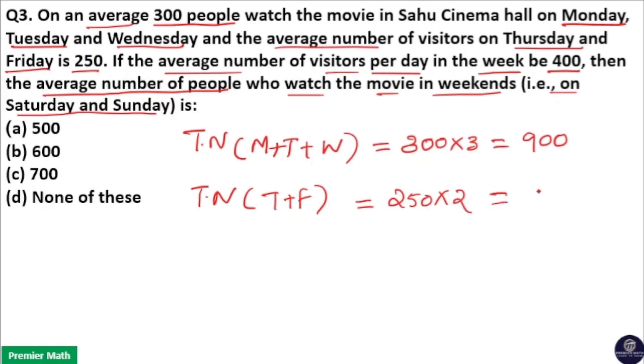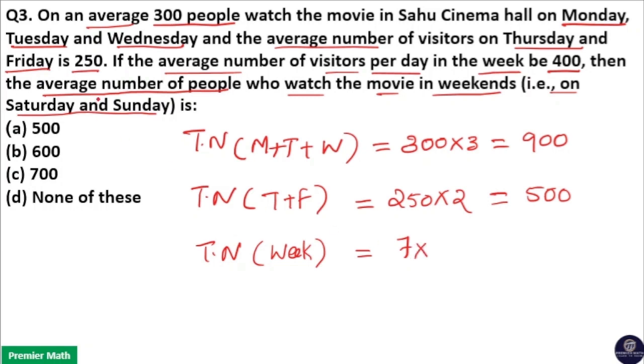That is 250 into 2, which is equal to 500. So the total number of people who watch the movie on Thursday and Friday is 500. Again, the total number of people who watch the movie in the whole week is for 7 days. There are 7 days in a week.